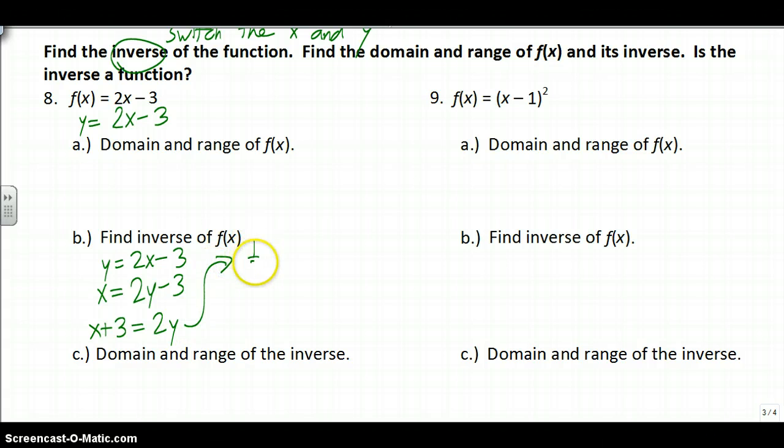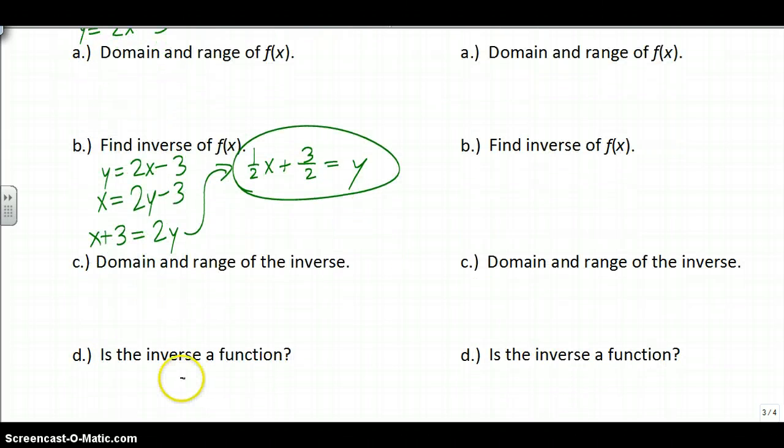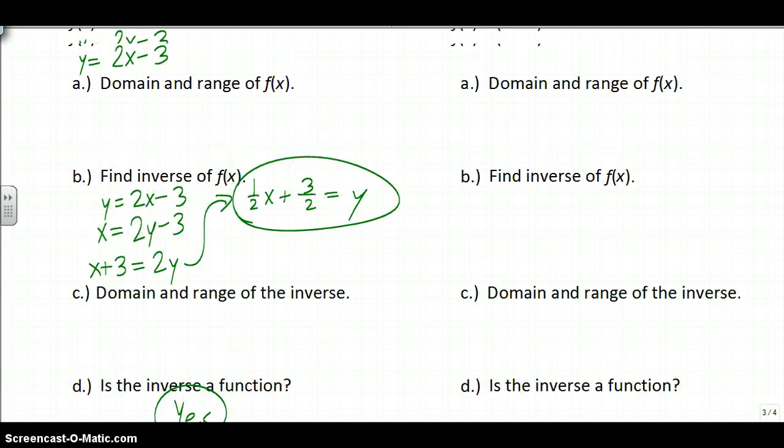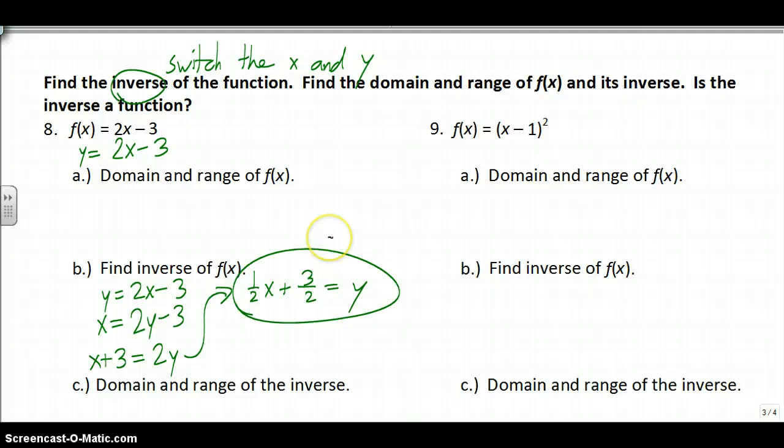So that'll be 1/2 x plus 3/2, and that equals y. So there's your inverse. Okay, that's f inverse, if it's a function, of course. Since it doesn't have plus or minus, I can go ahead and answer the question down at the bottom. Is the inverse a function? Of course it is. It's a line. 1/2 x plus 3/2, slope of 1/2 and a y-intercept of 3/2. It's going to be a function.